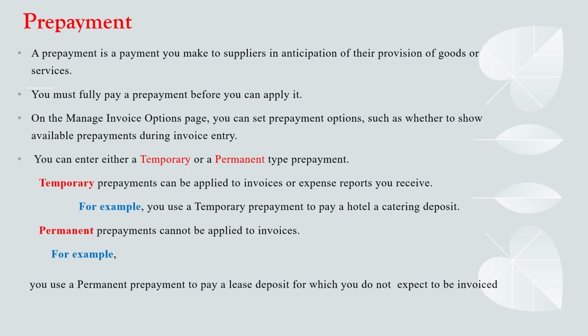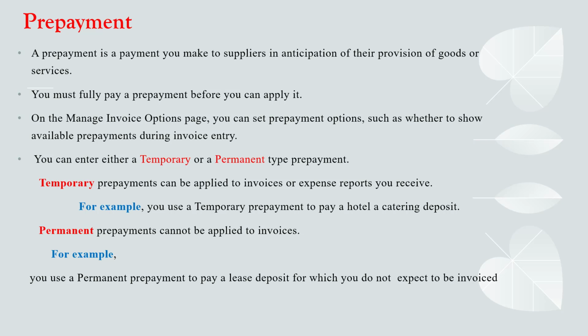For example, you can use a permanent prepayment to pay a lease deposit for which you don't expect to be invoiced now. It will be invoiced after 6 months, 10 months, 1 year, and so on. So you just create it as permanent. Once you need to apply this permanent prepayment to a standard invoice, you just change the type. Later I will show you how to manage the prepayment type while entering the prepayment, because there is one option.